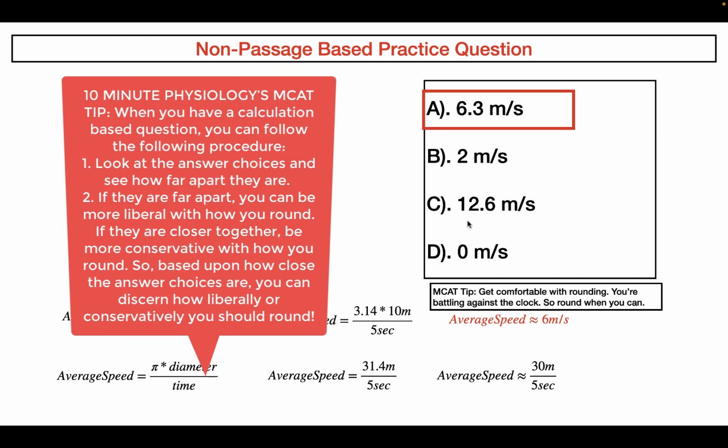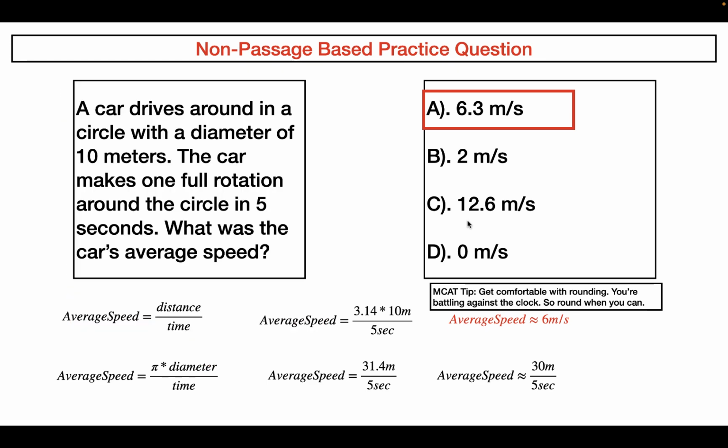However, you're going to have to gauge and use your own discernment to see how you're going to round. If the answer choices are closer together, then you're going to have to round more conservatively. But the main MCAT tip here is to get comfortable with rounding. You're battling against the clock, so round when you can. So now we're going to finish off this video by describing what average acceleration is.